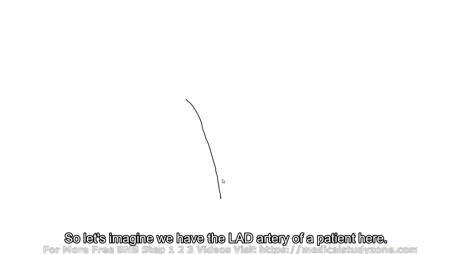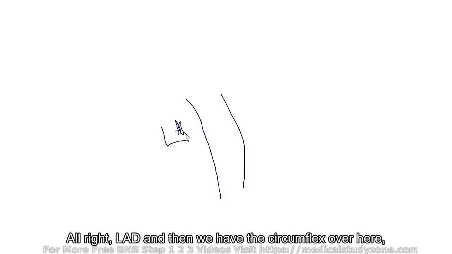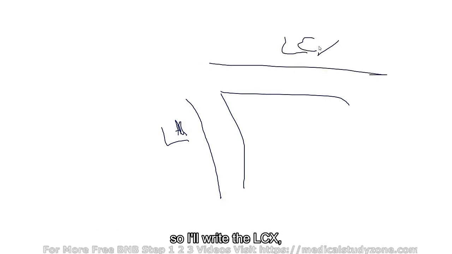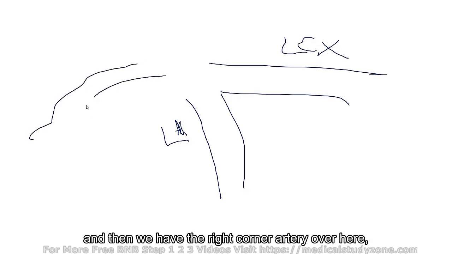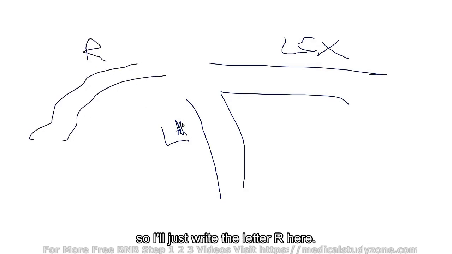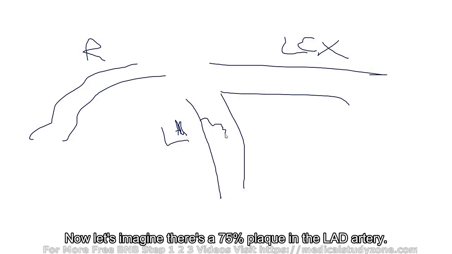So let's imagine we have the LAD artery of a patient here. I'll write LAD. And then we have the circumflex over here, so I'll write the LCX. And then we have the right coronary artery over here, so I'll just write the letter R here. Now let's imagine there's a 75% plaque in the LAD artery.